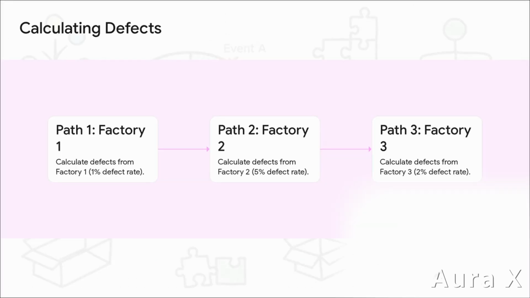Now, here's the twist. Each factory has a different defect rate. Factory 1 is really good, only 1% defects. Factory 3 is at 2%. But Factory 2, they're at 5%. These are our conditional probabilities.